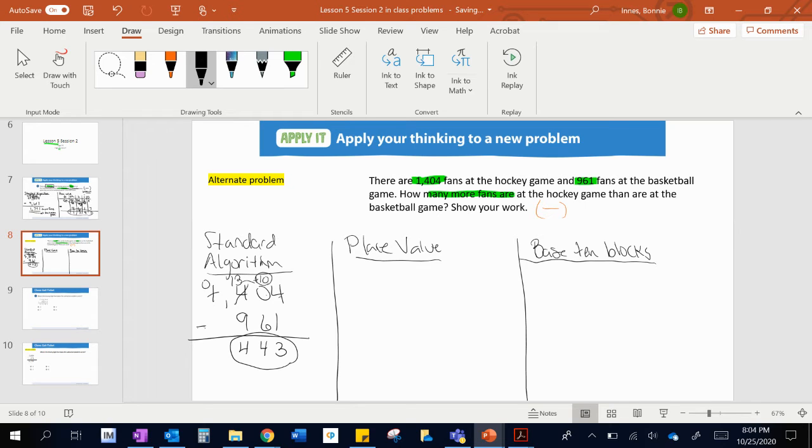Now let's see if we get the same number in the place value. So I'm going to set it up ones, tens, hundreds, and thousands.